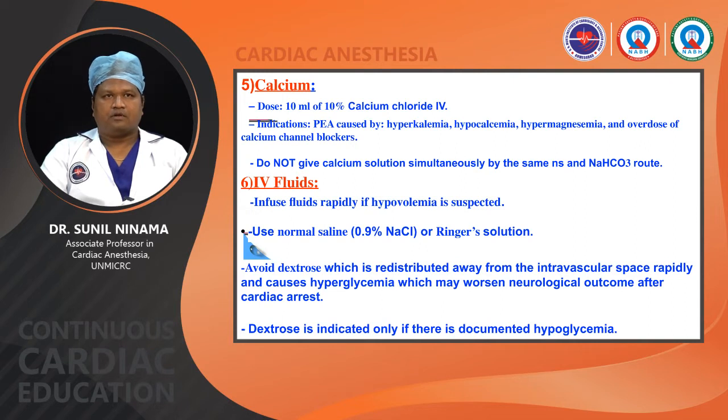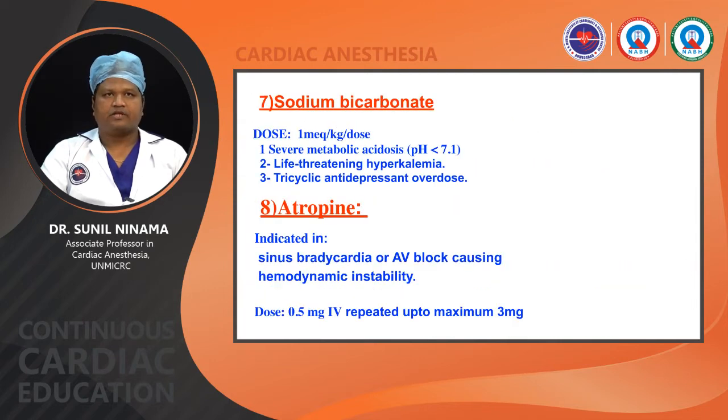While IV fluids you can infuse rapidly if you suspect hypovolemia, then use normal saline or Ringer solution. Dextrose is indicated only if there is documented hypoglycemia. You can use sodium bicarbonate 1 milliequivalent per kg per dose, but in case of severe metabolic acidosis or life-threatening hyperkalemia. Atropine is used in case of sinus bradycardia or AV block.